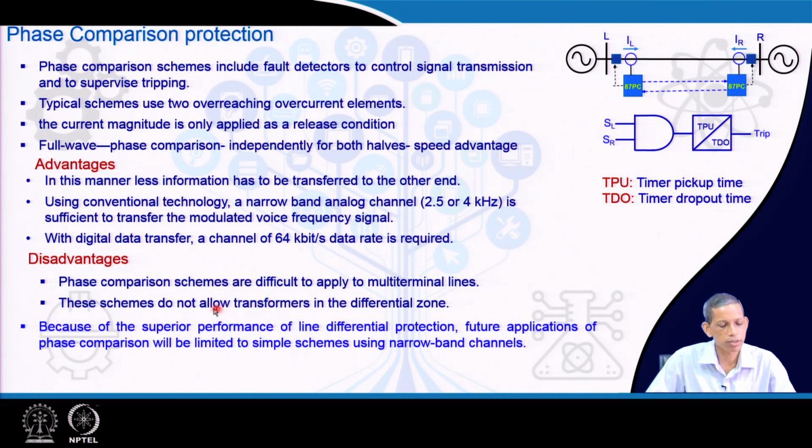So, those are some of the disadvantages of this perspective, and because of the superior performance of the percentage bias differential relay, which we have already discussed for feeder protection, the application of phase comparison protection is limited today. The only advantage is that if the corresponding communication band is narrow, then phase comparison protections can be a better option, and there are already many old applications in that perspective.